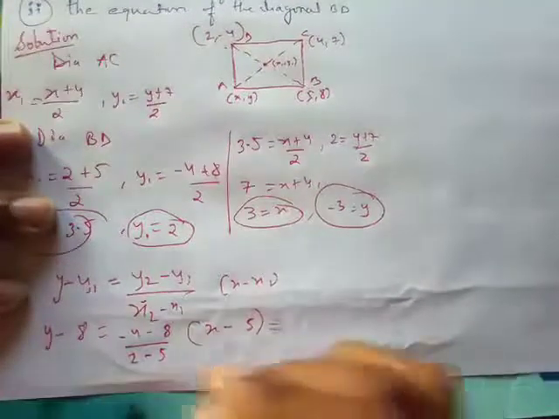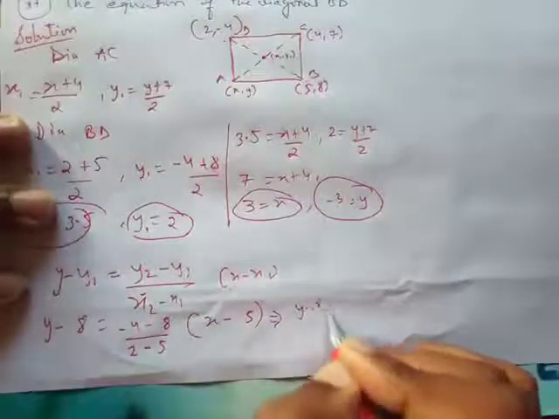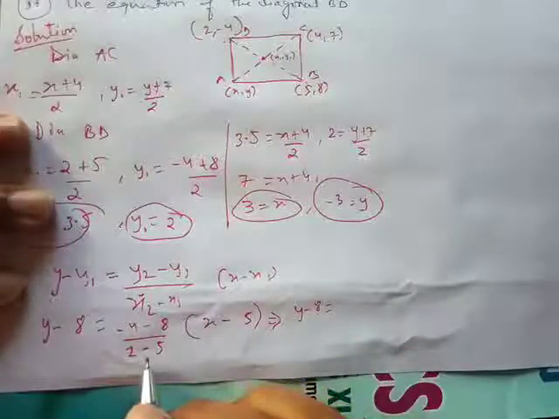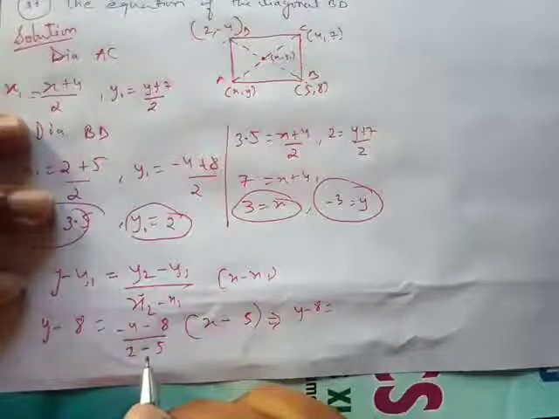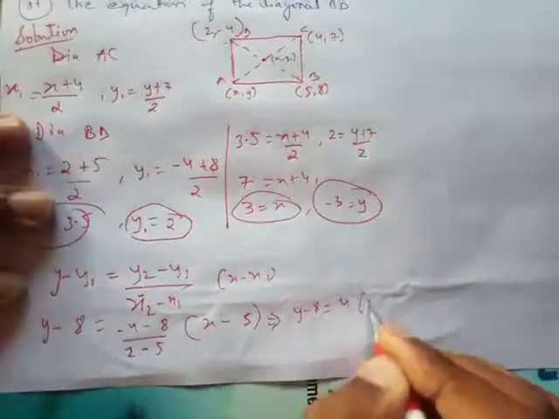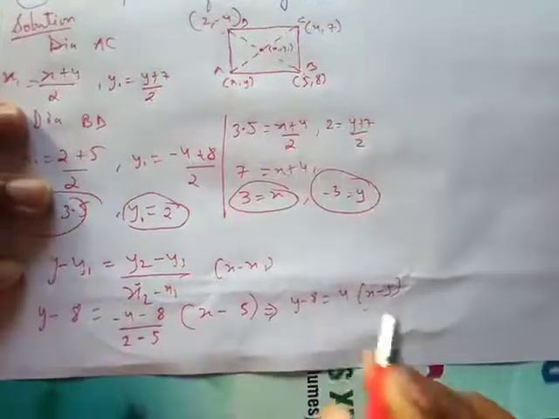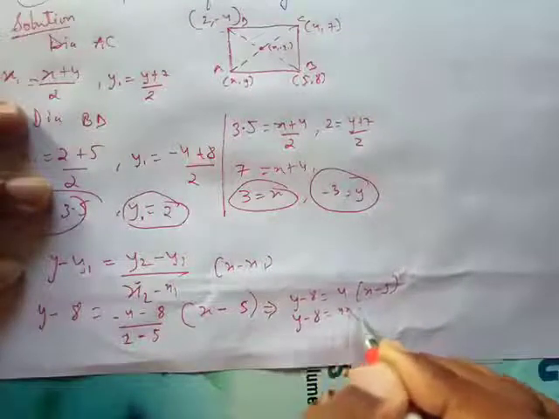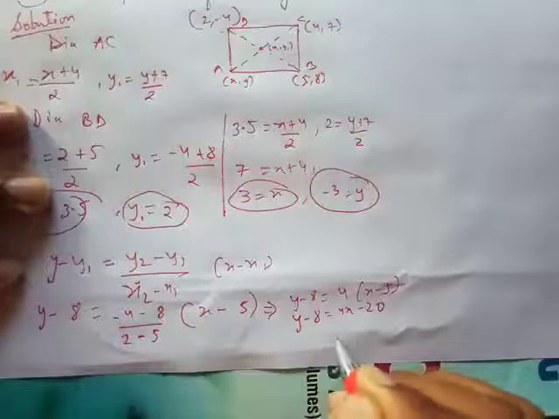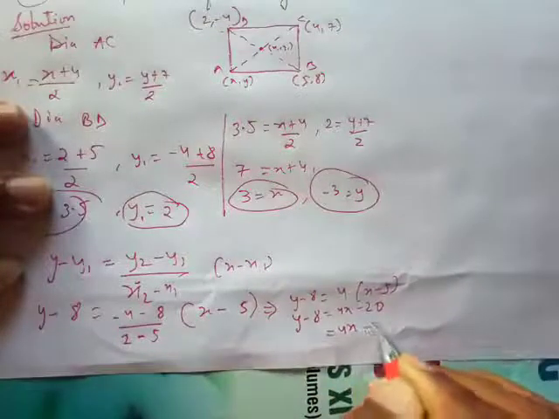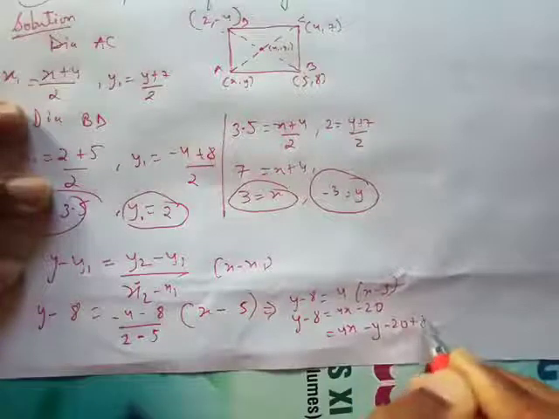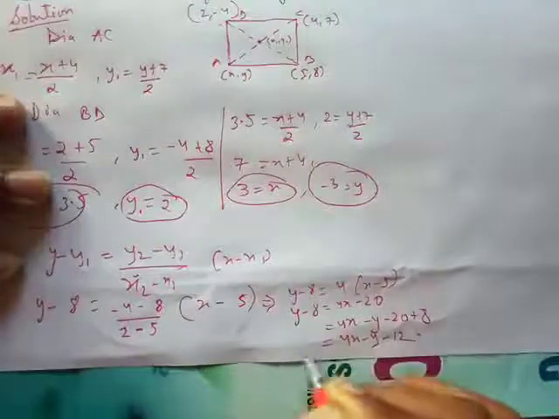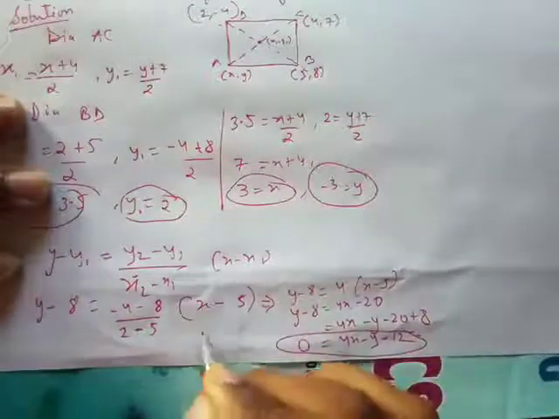What will I be getting? I'll be getting y minus 8 equals to, this is going to be minus 12 upon minus 3, and then minus and minus, so 4 will come, x minus 5. Is that okay? So 4 is going to get multiplied. y minus 8 is equals to 4x minus 20, and then I can shift everything on one side. 4x minus y minus 20 plus 8. So 4x minus y minus 12 equals to 0. This is the equation of line BD.